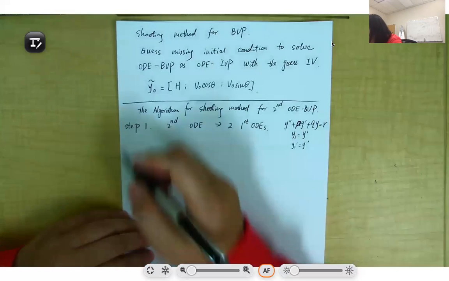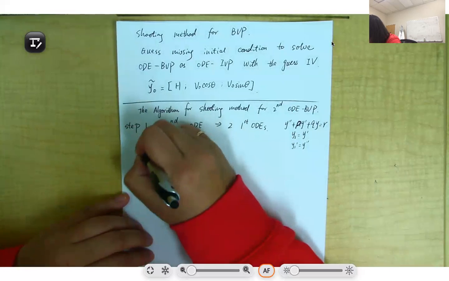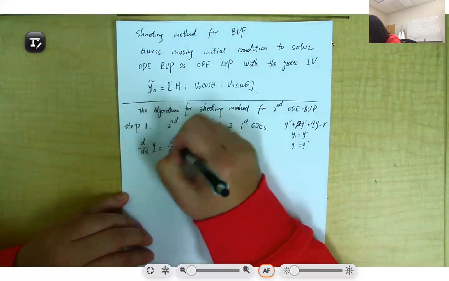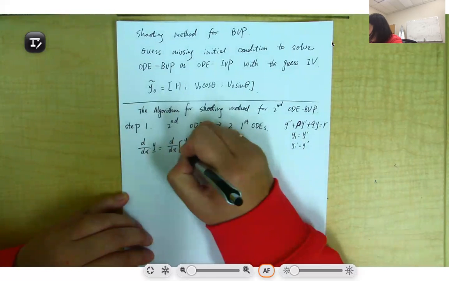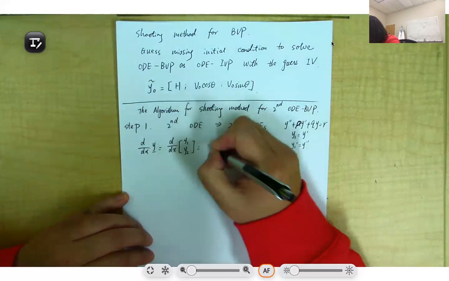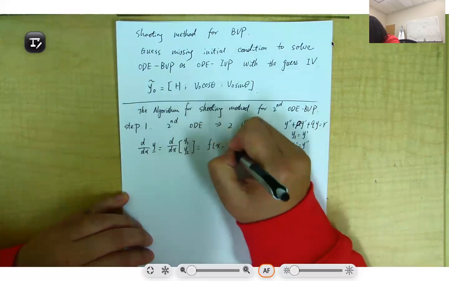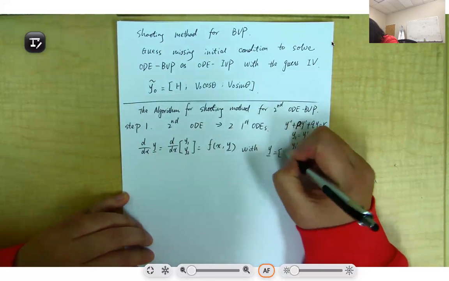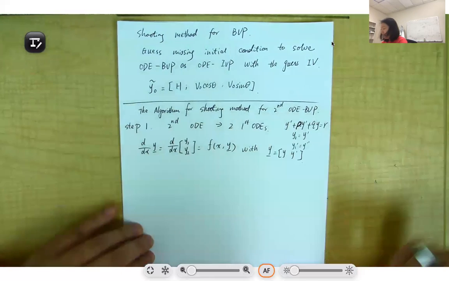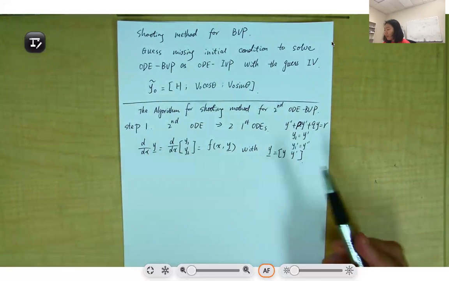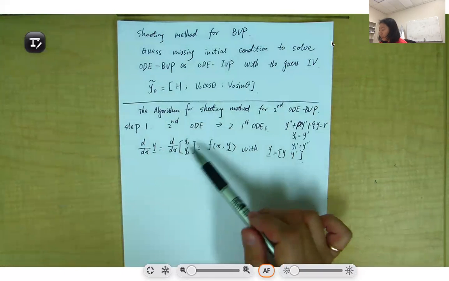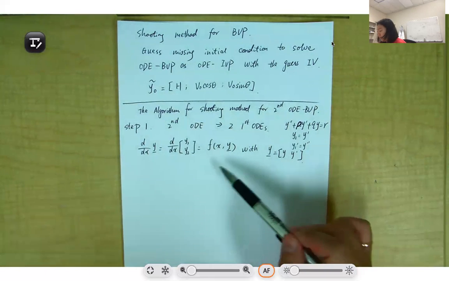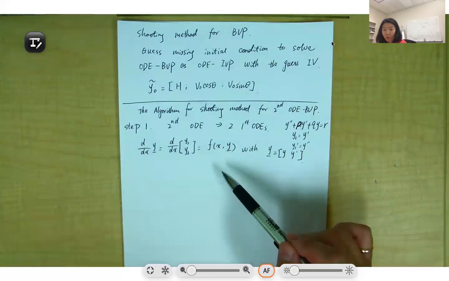Then we have d over dx of y, that is y1, y2, equals f of x, y, with boundary conditions. So that is the boundary conditions. You translate this second order ODE into two first order ODEs and write it in state space format.